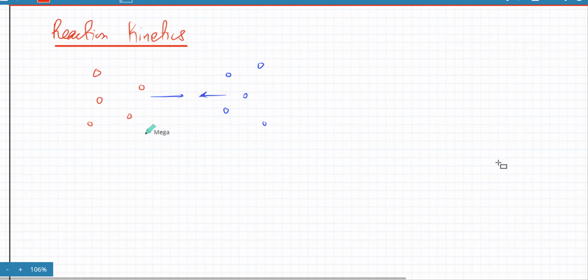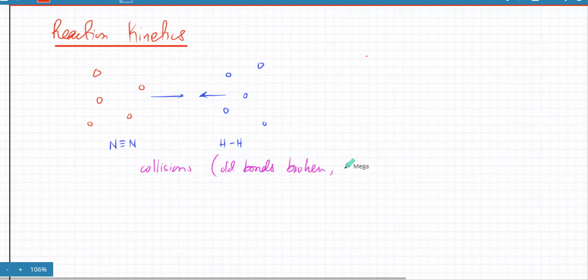For example, you have N2 molecules, which have a very strong triple bond, and on the other side, you have an H2 molecule. So collisions need to happen. And when the particles collide, the old bonds would be broken and new bonds are formed. So the reaction speed depends on the collisions, so that you can break the old bonds and then new bonds can be formed.